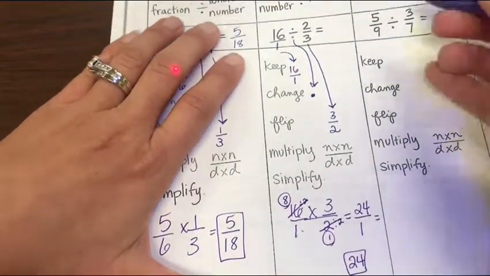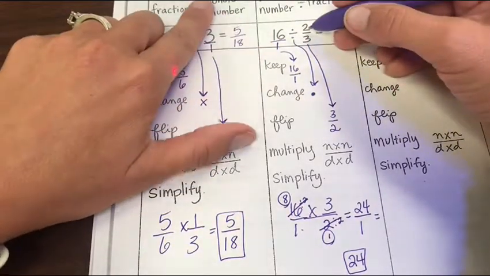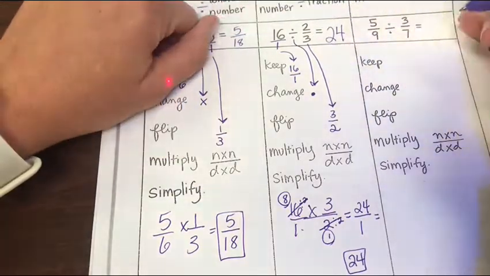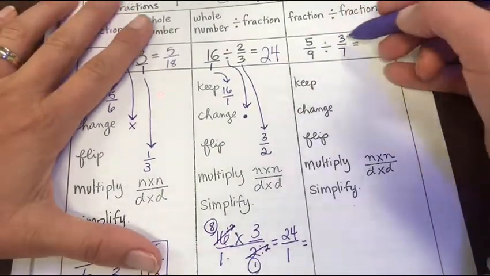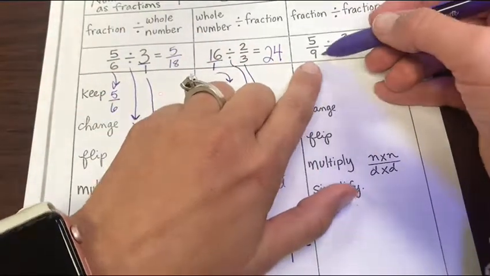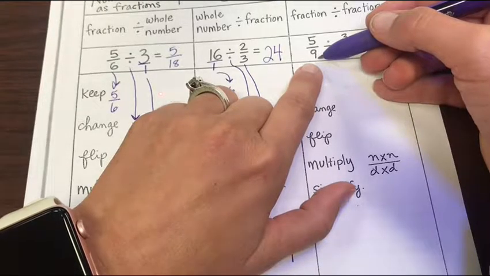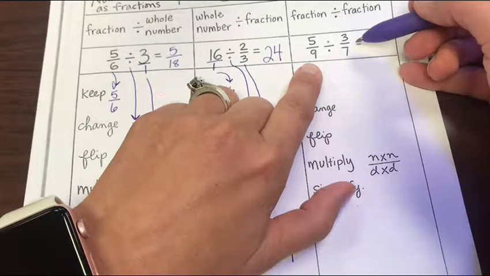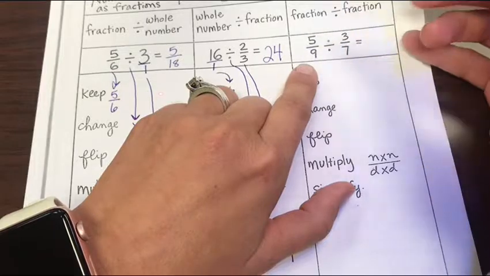So in the scenario with the pizza, I had 16 whole pizzas, and each person got 2/3 of a pizza. So I would be able to serve 24 people doing it that way. So here we have 5/9 divided by 3/7. So an example of a word problem would be, again with the board, I have 5/9 of a foot of lumber, of a board, and I want to cut it into 3/7 foot size pieces. So I want to know how many 3/7 would fit into 5/9.